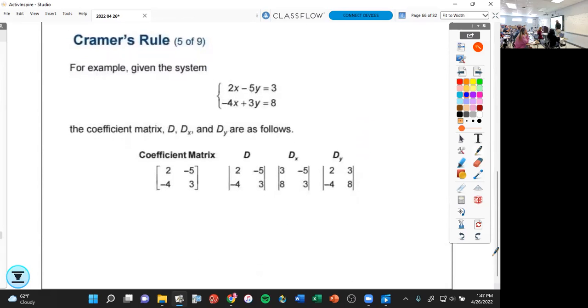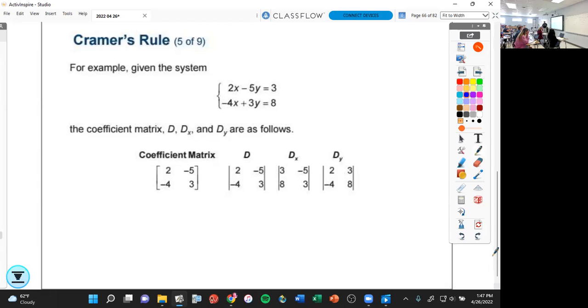Okay, here's an example. My equations are 2x minus 5y equals 3, negative 4x plus 3y equals 8. My coefficient matrix is 2, negative 5, negative 4, 3. Y'all good with that?